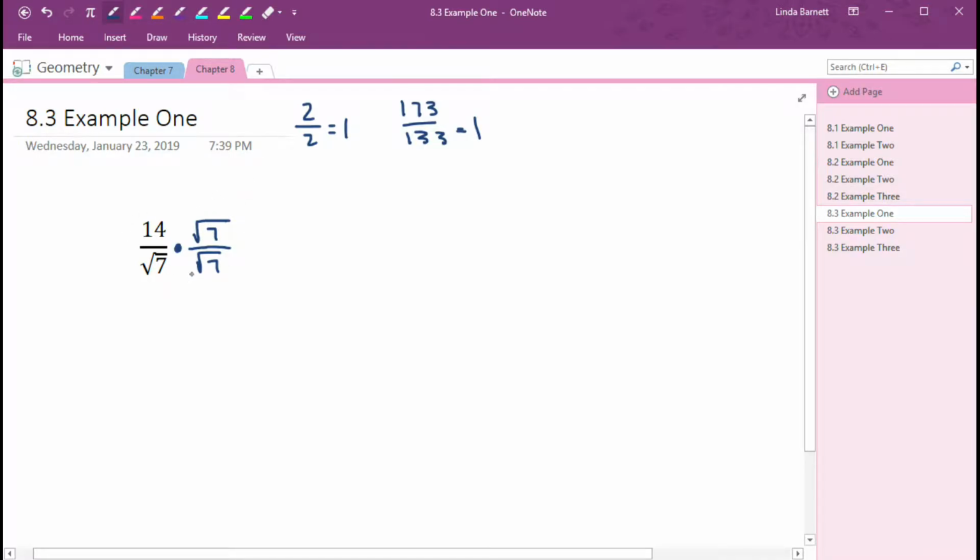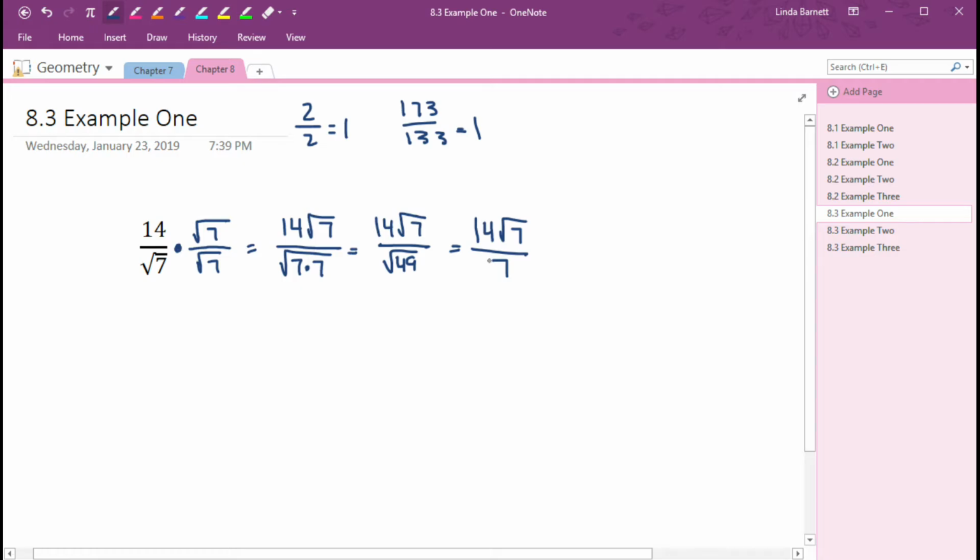What this becomes is, on top of my fraction, I'm just going to multiply straight across. I get 14 root 7. On the bottom of my fraction, underneath the radicals, I can multiply those things together, so I'm going to get the square root of 7 times 7, which becomes the square root of 49, and the square root of 49 is 7. So 14 times the square root of 7 over 7.